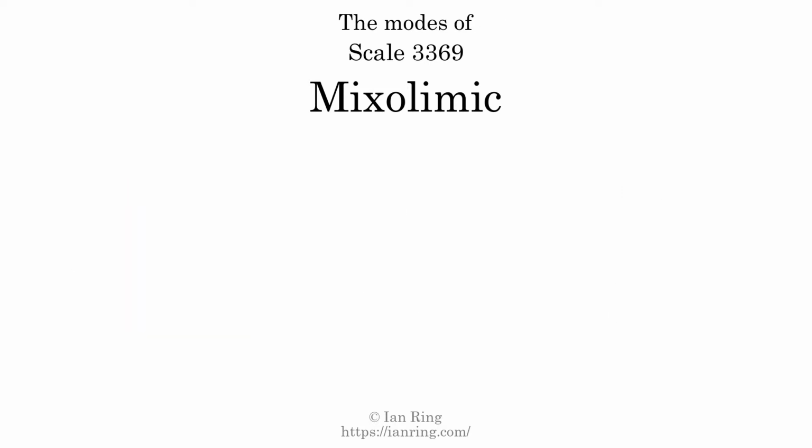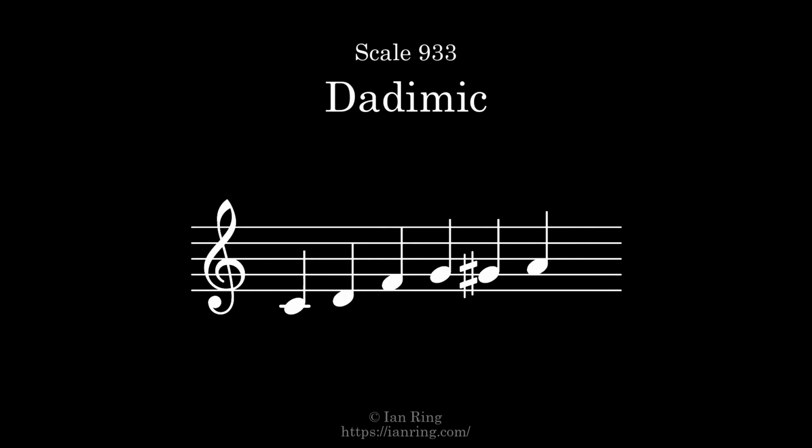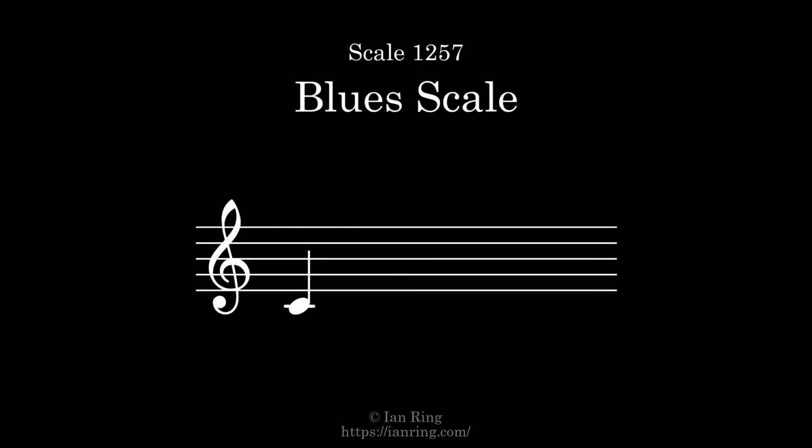This scale has 6 modes. The first mode is itself. The second mode is scale 933, also known as dynamic. It sounds like this. The third mode is scale 1257, also known as blue scale. It sounds like this.